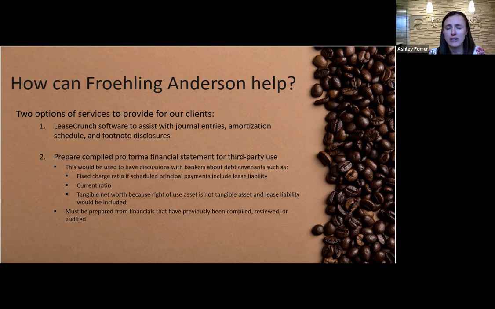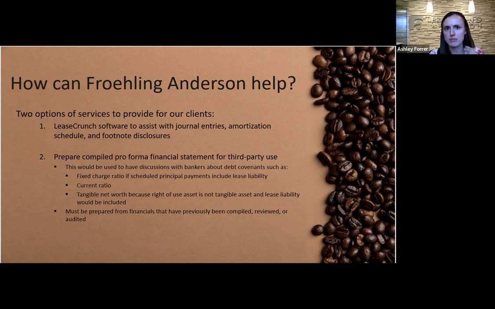A current ratio, so with the lease liability, there's a current portion of that, so that could really increase your current liabilities, whereas your current assets remain unchanged with the new standard, so that could throw you out of compliance there. And then another one would be your tangible net worth ratio, because the right of use asset is not technically a tangible asset and the lease liability would be included there.